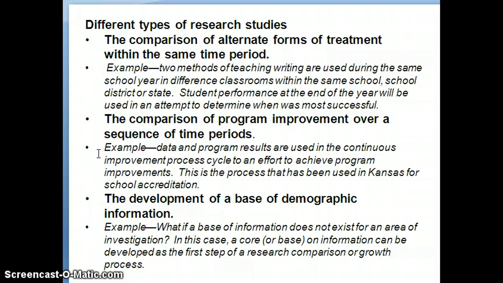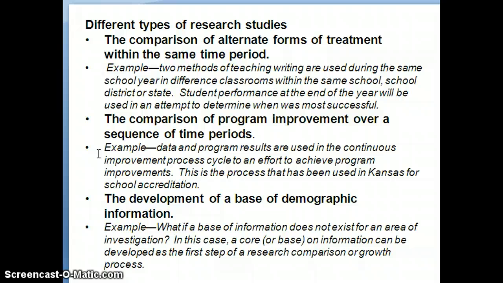Another possibility that we're facing a great deal, which is important to our school, as we're looking at comparisons, is the possibility of program improvement over a sequence of time periods. So usually when you're looking at school accreditation, you're looking at the mandate of how you are demonstrating your school's continuing to improve. So that means you have to look at performance 2 years ago and performance a year ago and performance this year and say, is there evidence that we're improving?